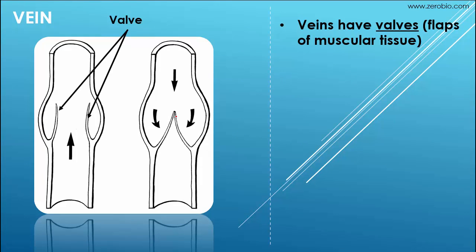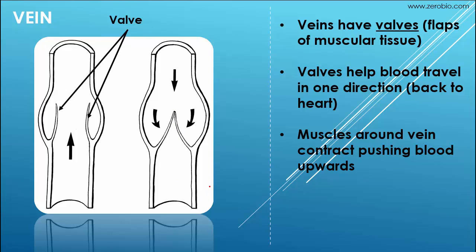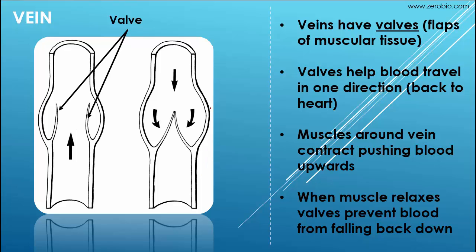So another difference between arteries and veins. Veins have things called valves, which are flaps of muscular tissue. The valves help blood travel in one direction, back to the heart, so that the blood doesn't come back down to where it was. It keeps it going up to the heart. The muscles around the vein contract, and that pushes the blood upwards. And you'll see that in my next illustration. When the muscle relaxes, the valves prevent the blood from falling back down, right?